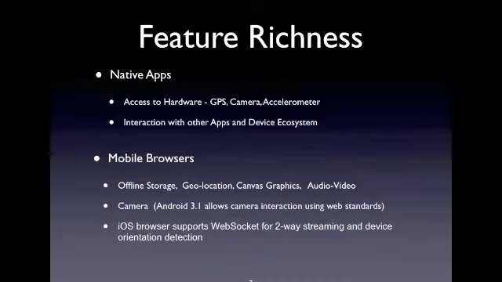So the first thing is feature richness. Native apps, as we know, can access the hardware. You can track the GPS location. You can access the camera for audio, for video, for still photography, and for video photography. You can access the accelerometer and other sensors. You can also interact with the other apps in the device ecosystem to get notifications or to change the home screen, for example, in Android.